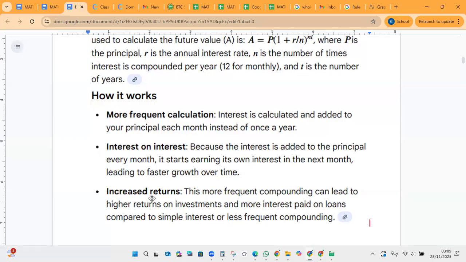Increased earning returns: this more frequent compounding can lead to higher returns on investments and more interest paid on loans compared to simple interest or less frequent compounding. So this monthly compounding has its advantages over annual compounding.